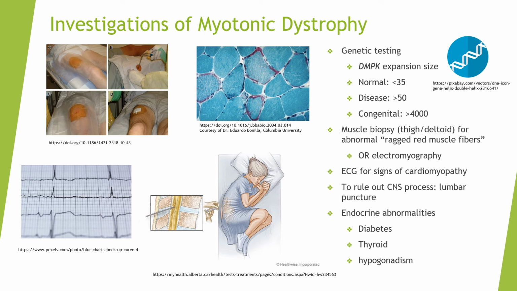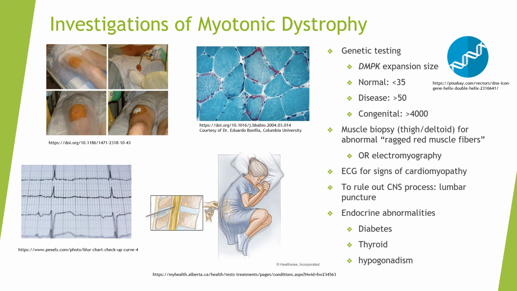Investigations of myotonic dystrophy include genetic testing. Look for the DMPK expansion size, or how much the sequence repeats. Normal is less than 35. Myotonic dystrophy is typically with an expansion size of over 50, and if it's congenital, over 4,000 copies may be observed. Muscle biopsy from the thigh or deltoid can be taken to look for abnormal ragged red muscle fibers.